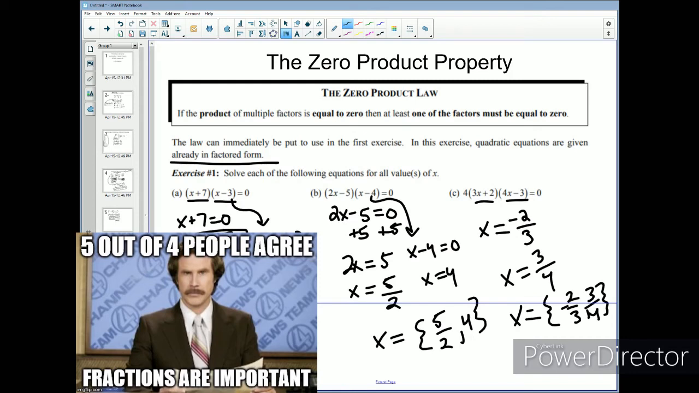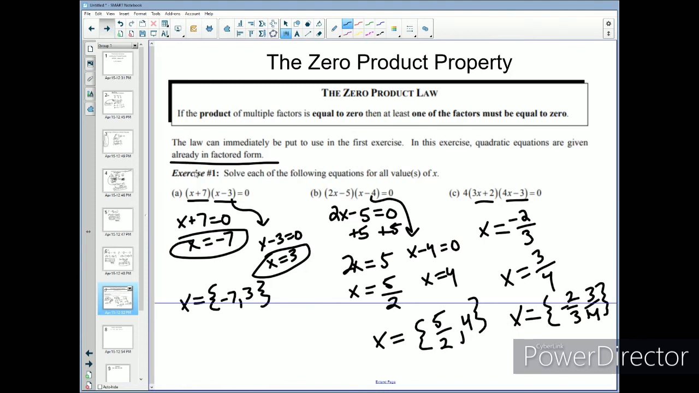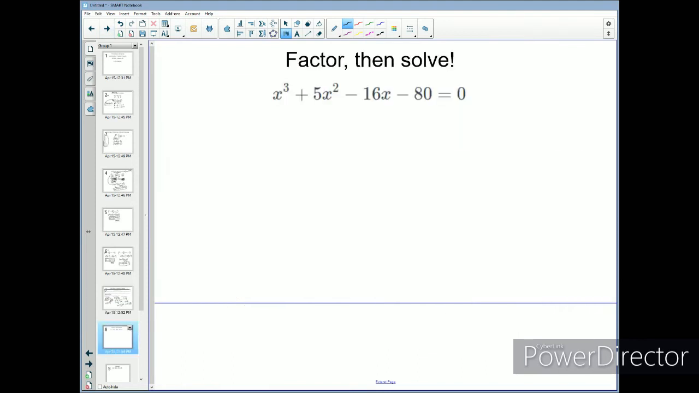Now, let's put it all together. X cubed plus 5x squared minus 16x minus 80 equals 0. Okay, well, we've got our equals 0, so we can use our zero product law, but this abomination is not in factored form. Finally, a use for factored form. All right, let's go ahead and factor it, and then we can solve.